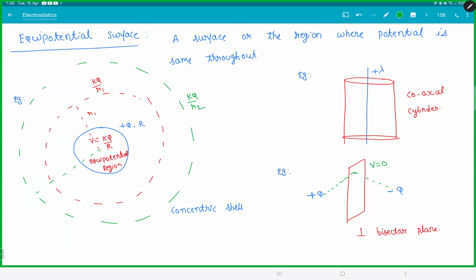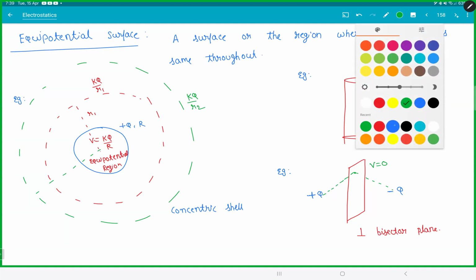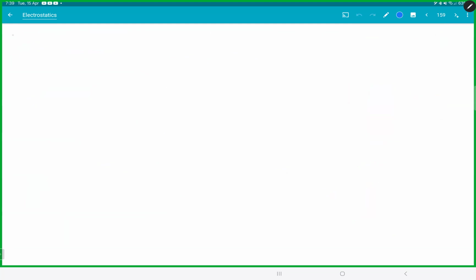So what are the properties of this equipotential surface? First thing, since the potential is same everywhere, if you try to move on an equipotential surface, the work done is 0. That means if you are traveling on an equipotential surface, you can travel without spending any energy.